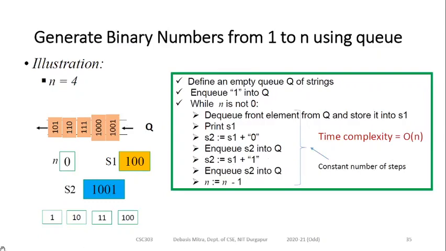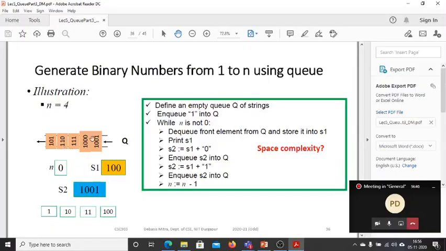Fine. Now what about space? The sense is how many slots we are using in the queue, isn't it?